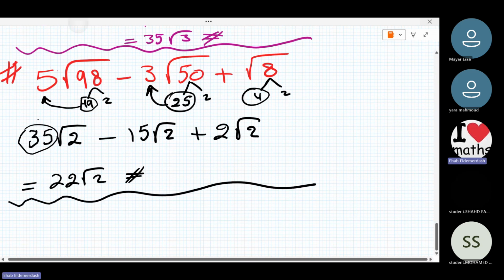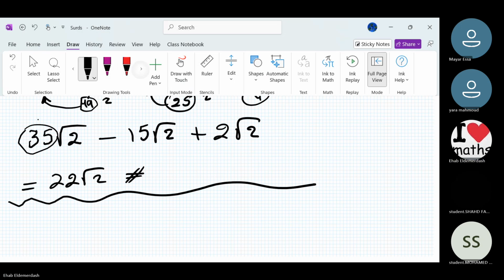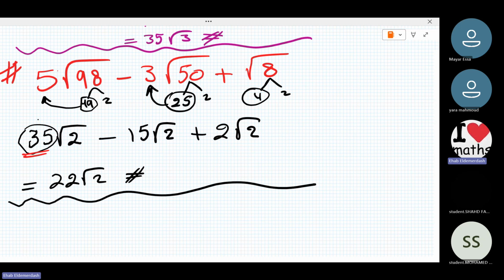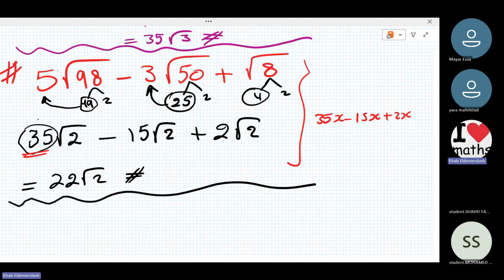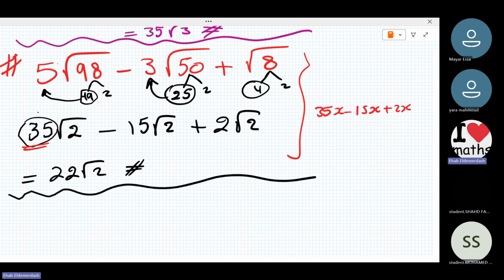Yalla, please do it on your own. Look here. It's like 35x minus 15x. It is exactly like x, so we are just adding the like terms. Agreed? Yalla, all of you do this question.